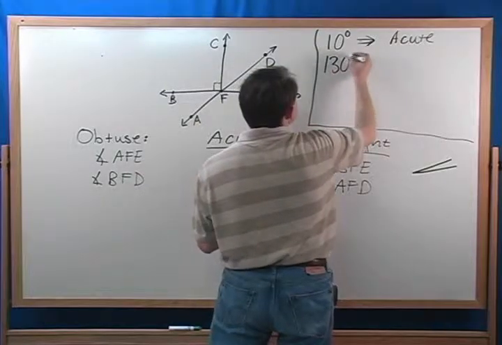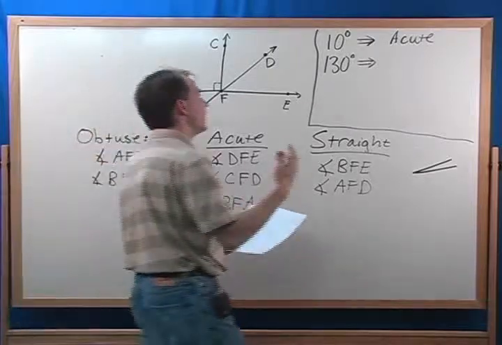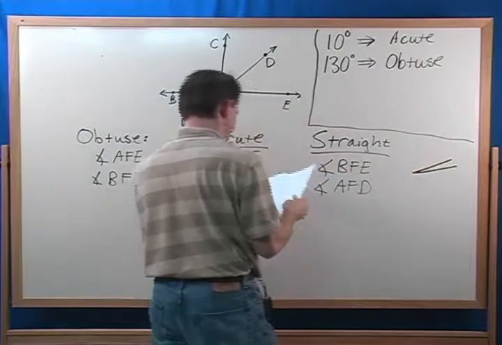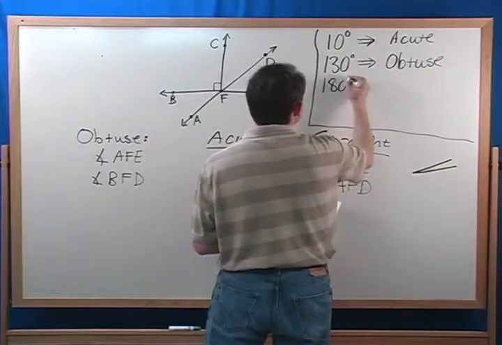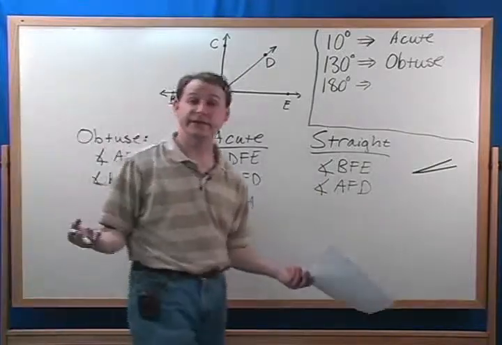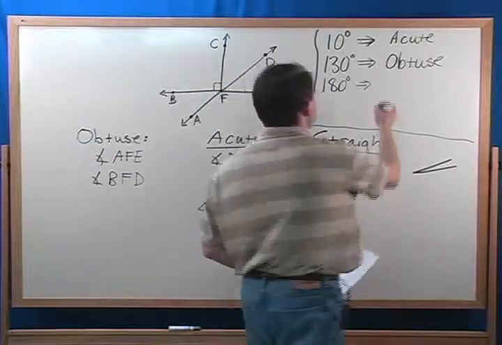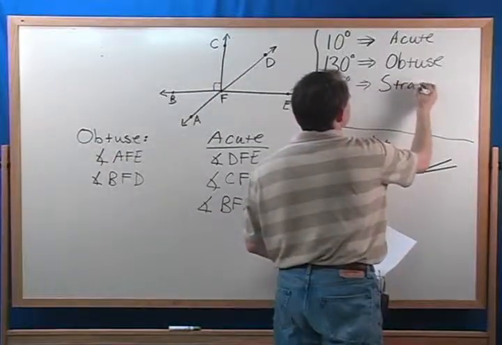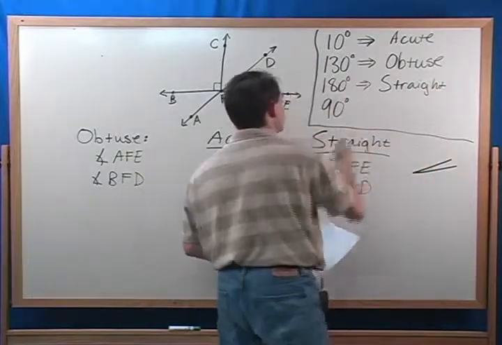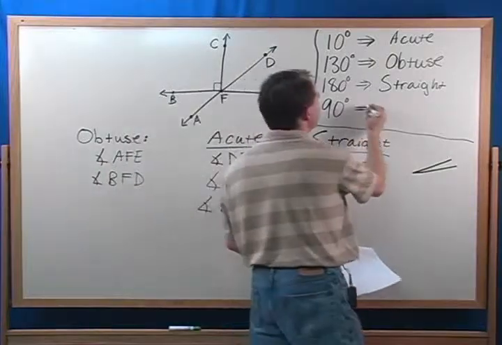130 degrees. Is it less than or greater than 90 degrees? That's all you have to ask yourself. It's greater than 90, so that's obtuse. Okay? 180 degrees. Is it less than or greater than 90? Well, it's greater than 90 degrees, but it's a special case: 180 degrees is the straight angle, right? Straight angle. And finally, if you have 90 degrees, well, what is that? Is it acute? No. Is it obtuse? No. It's exactly equal to 90, so that is a right angle.